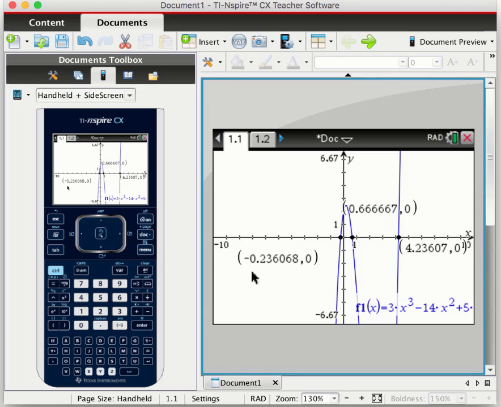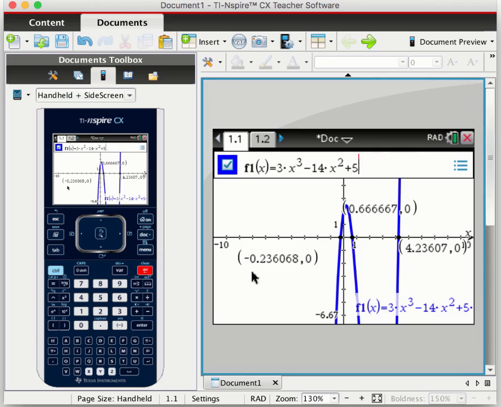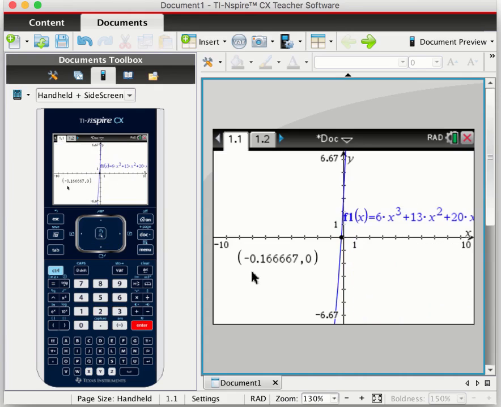If I hit tab and go up, then I can just go through and delete this. So I have 6x cubed plus 13x squared plus 20x plus 3, and we graph it. And we have one there, and we hope that it's a nice zero. Otherwise, we're going to have to find some other ones, or maybe we have imaginary ones and no more x-intercepts. We shall see.